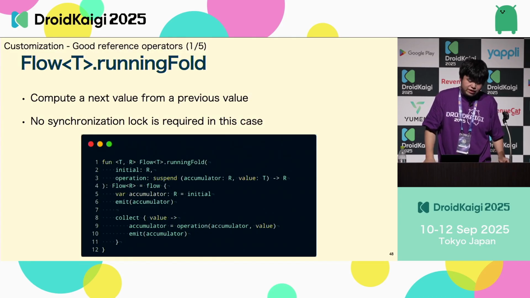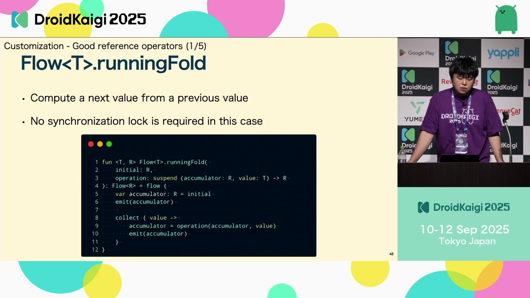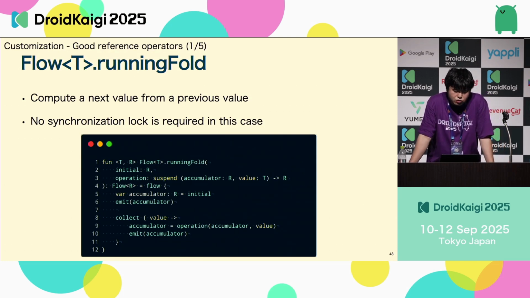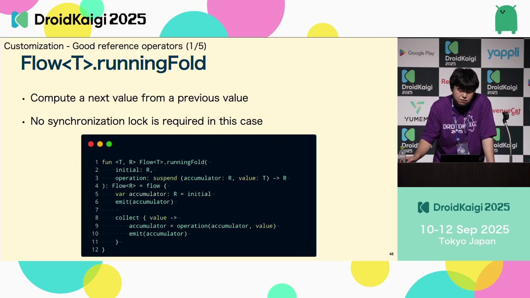The running fold operator can fold an upstream and return the intermediate results as a flow. The code holds a previous result and computes a new result by using it and the latest value from the upstream. This processing is guaranteed to be single concurrency, so no external synchronization is required. And this doesn't need to use channel flow.